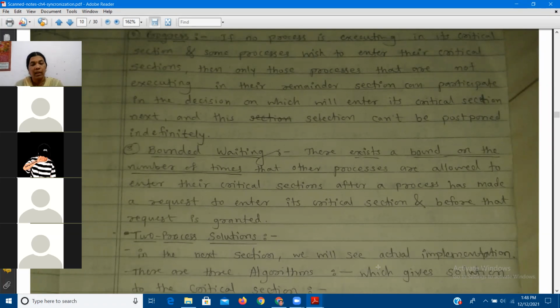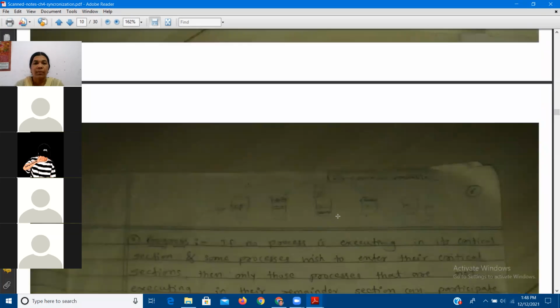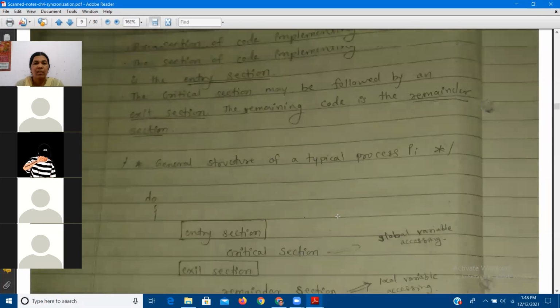Yes, any doubt? Yes, students. Yes, anybody is having any doubt? Okay, so if you are not having doubt, you can just note it down.